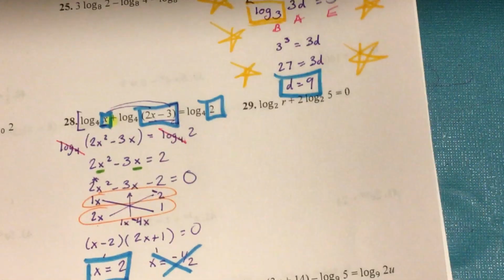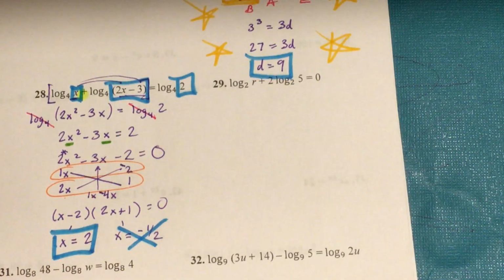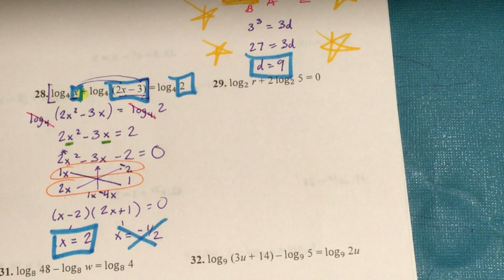All right, folks, number 29. This one, I want you to pause the video and try it on your own. And I am going to tell you straight up that the answer for this one is not 0 and it is also not 25.